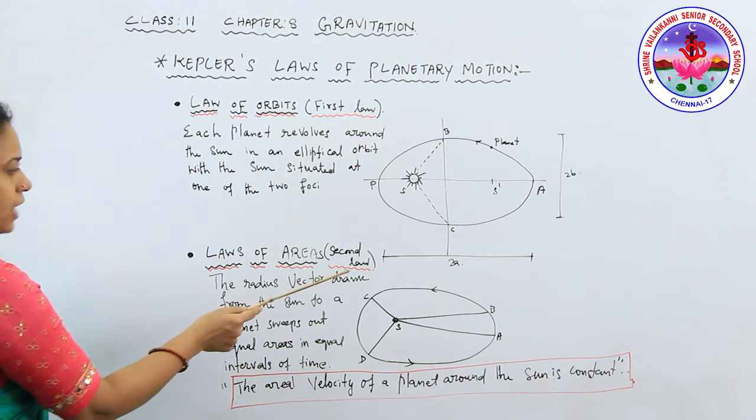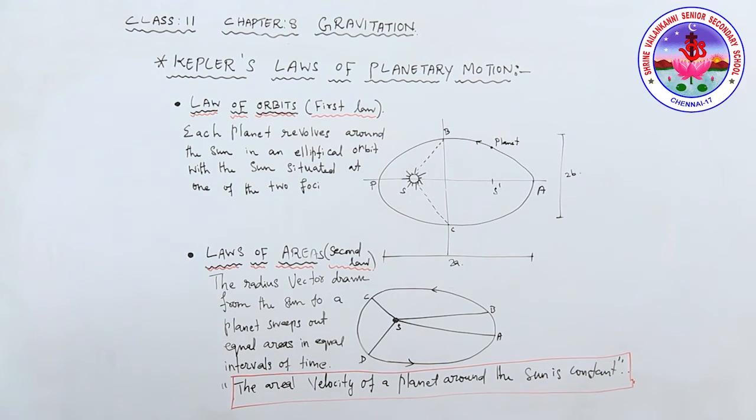Now the law of areas, which is the second law. The statement: the radius vector drawn from the sun to a planet sweeps out equal areas in equal intervals of time. See the diagram. So we can say the areal velocity of a planet around the sun is constant. Suppose a planet takes the same time to go from position A to B as it takes to go from C to D, right? So from Kepler's second law, the areas ASB and CSD must be equal, children. Clearly you must know that.